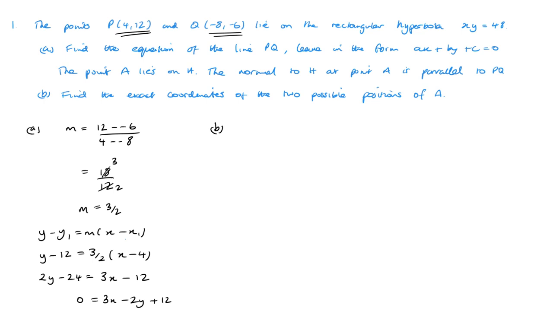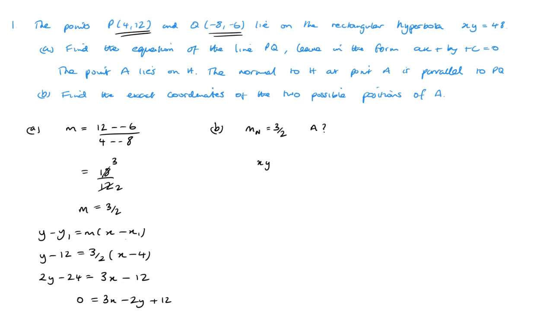So for part B, the point A lies on H. Okay, so it's on my xy equals 48. The normal to H at point A is parallel to PQ. So the gradient of the normal is going to be 3 over 2 because it's parallel to PQ. And we've got to find two possibilities for A.